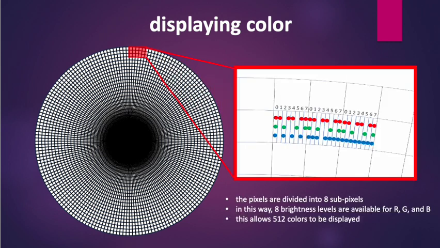The solution is to control the LEDs for each pixel 8 times in succession. You could therefore say the pixels are divided into 8 subpixels. This allows the intensity of the LEDs to be varied in 8 steps. In this way, 8 times 8 times 8 equals 512 colors can be displayed.